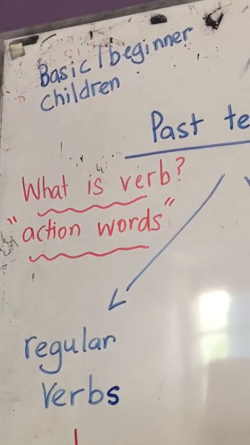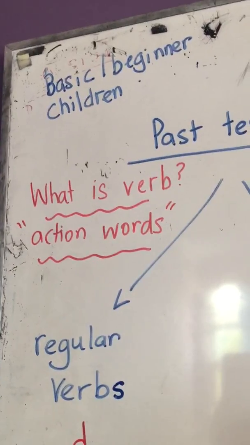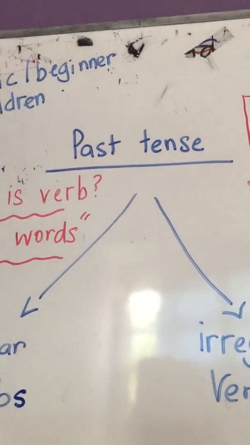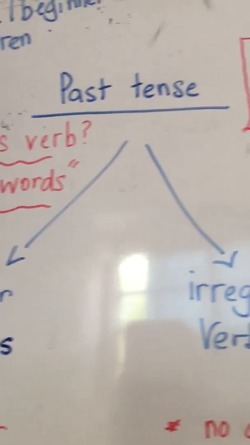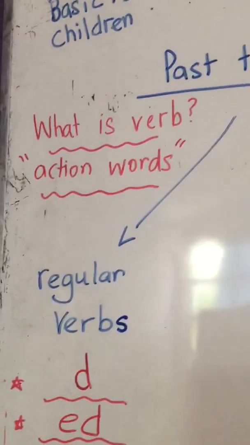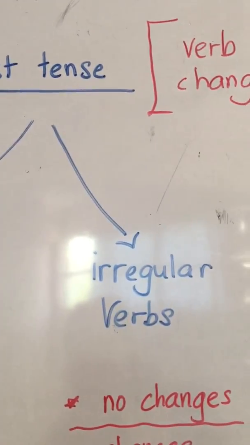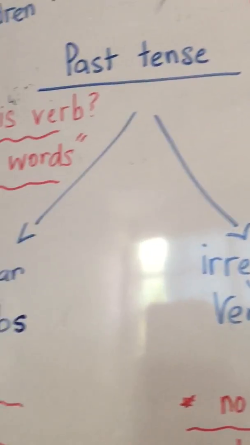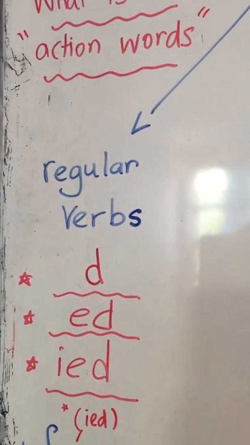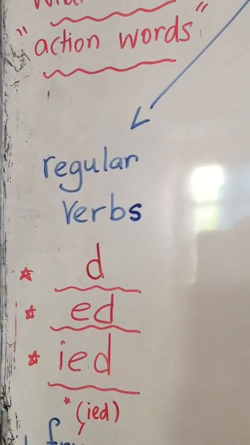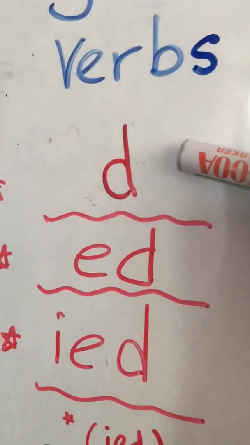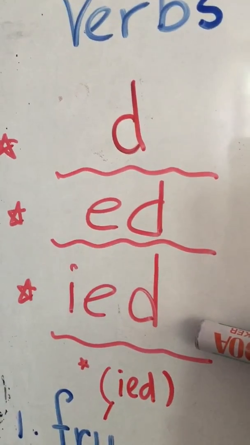If you have a piece of paper and a pen or a pencil, please take note. So past tense is split into two different sorts of verbs. Take note of it. Two different sorts of verb. One is regular verb, another one is irregular verb. Okay, let's get to know what is a regular verb and what happens if the verb changes. Usually for a regular verb, when the verb changes, the ending letters will be D, ED and IED.